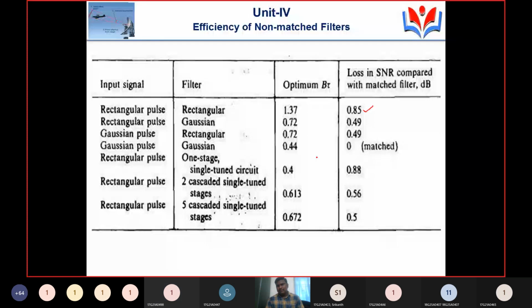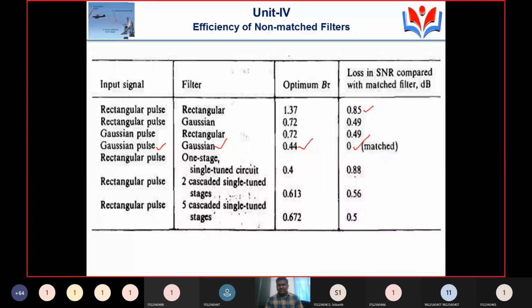So 0 is Gaussian pulse as an input, Gaussian filter we have taken, and bandwidth is 0.44. The loss is 0. This is the matched filter. If you compare all these things, we'll come to know this particular 0.88.